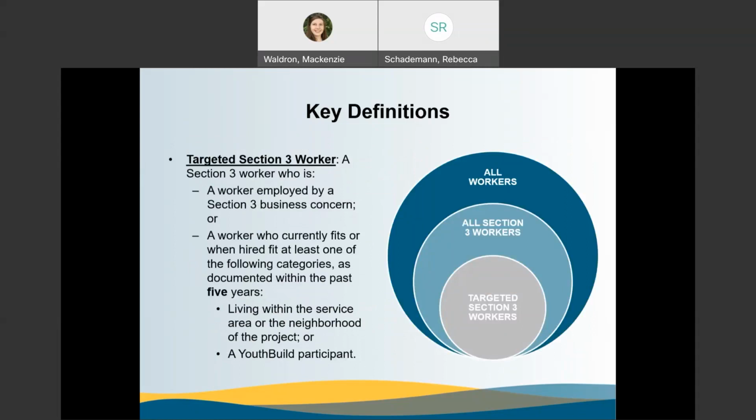Additionally, the section 3 final rule introduces a new definition for targeted section 3 worker. A targeted section 3 worker is a section 3 worker who is employed by a section 3 business concern, or a worker who currently fits or when hired fit at least one of the following categories as documented within the past 5 years. That worker lives within the service area or the neighborhood of the project, which will be addressed on the next slide, or that worker is a YouthBuild participant. As demonstrated in the graphic on the screen, targeted section 3 workers are a focused subset of section 3 workers. So if you qualify as a targeted section 3 worker, by default, you qualify as a section 3 worker.